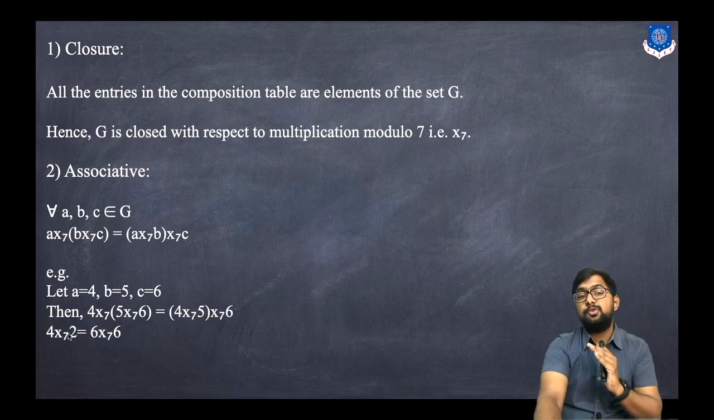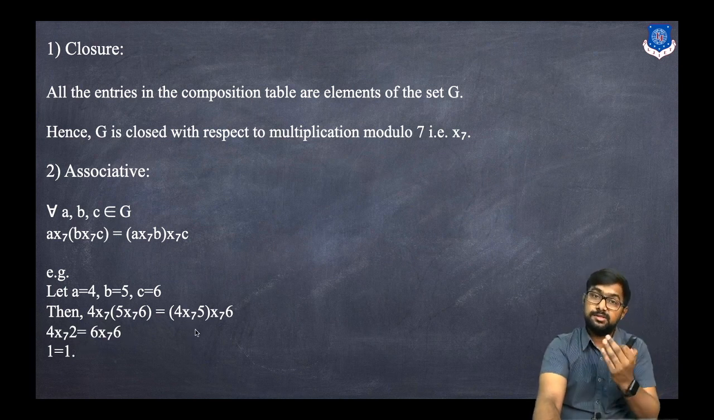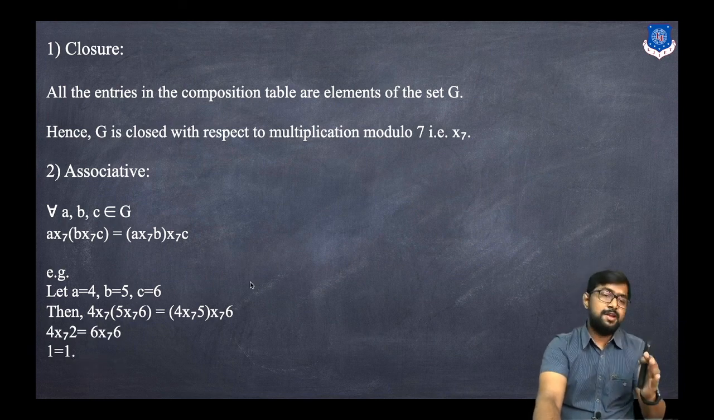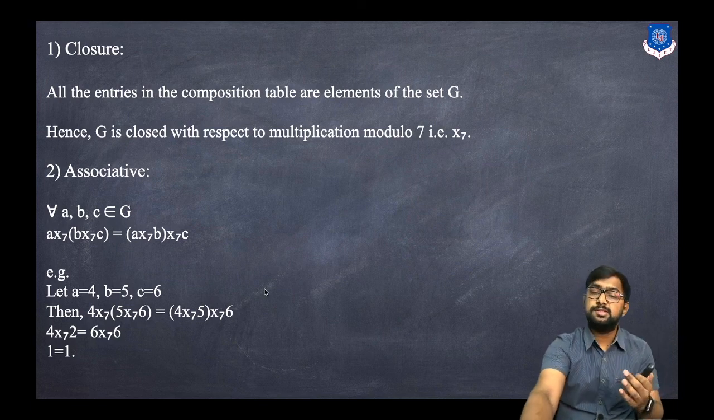Now 4 into 2 is 8. Now 8 divided by 7, so the remainder is 1. Now on the other side, 4 into 5, 20. 20 by 7, the remainder is 6. Now 6 into 6, 36. 36 divided by 7, so the remainder is 1. So you can check for each and every entry, any 3 elements, and the answers will be the same. So it is associative.